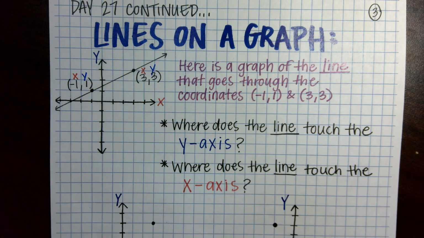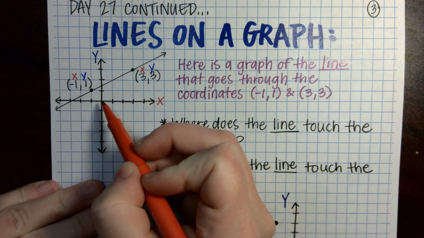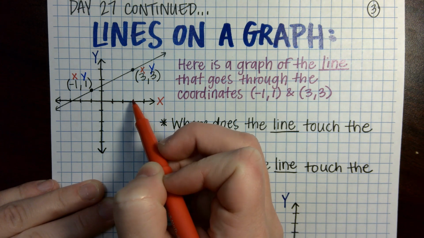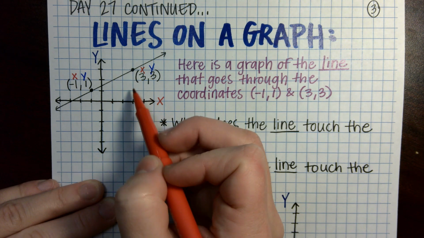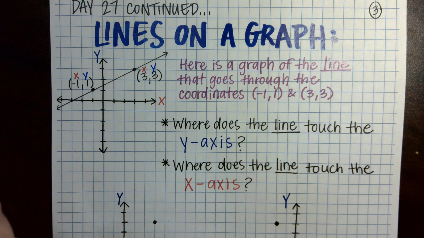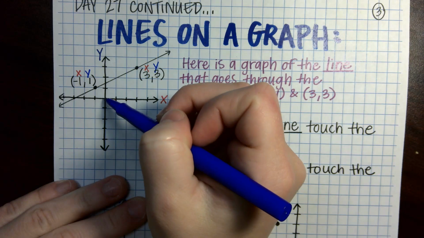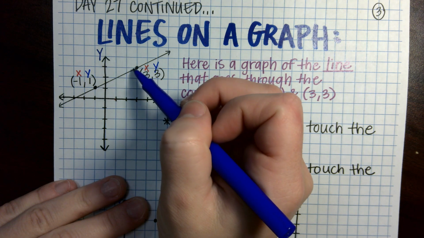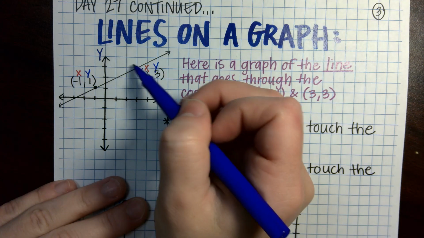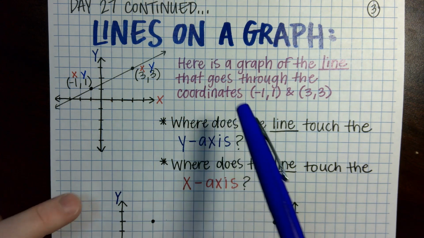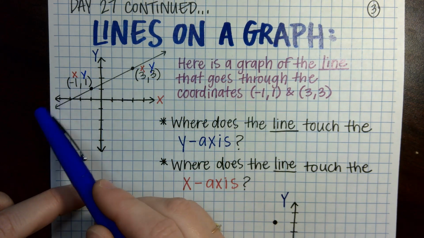And then same thing with our coordinate 3, 3. Whenever we go over to the right, we count from the middle, 1, 2, 3. So we're at positive 3. That's where it lines up on the x-axis, positive 3. And same for the y. We start at the middle and we count up, 1, 2, 3, and it lines right up with that there, guys. Perfect.